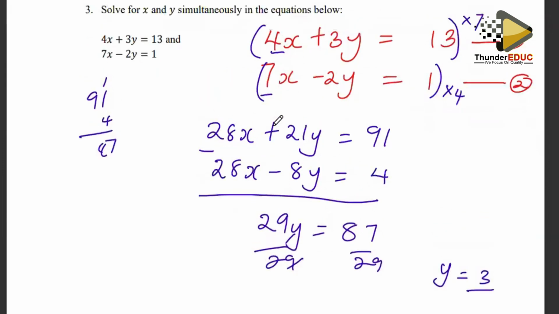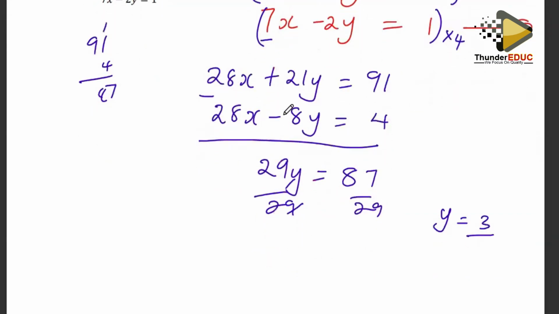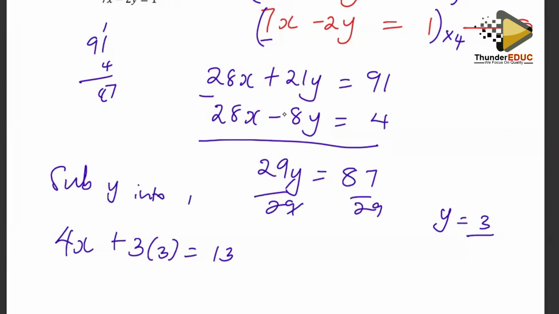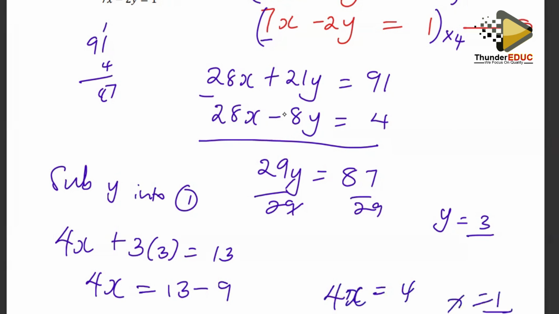Okay, so that is the y. Then for me to get the x, just substitute that into the original. So it's 4x plus 3 times 3 is equal to 13. So substitute y into equation 1. So 4x plus 9, or it's 4x is equal to 13 minus 9. So 4x is 4. Divide both sides by 4, x must be 1.